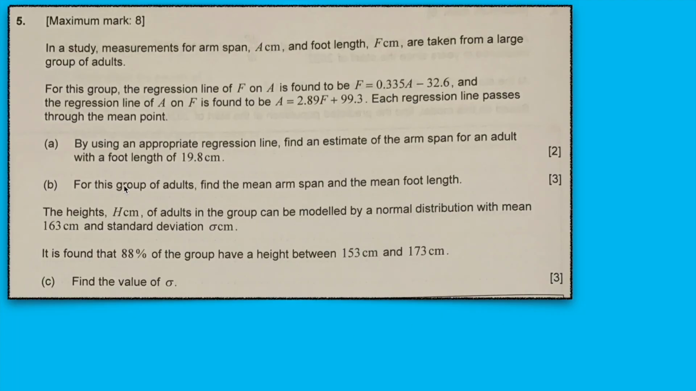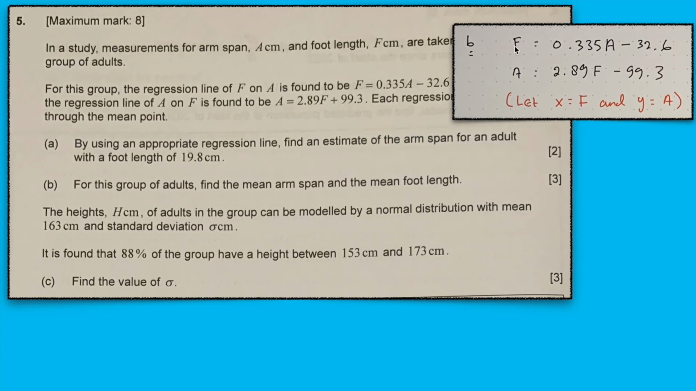Part B, for this group of adults, find the mean arm span and the mean foot length. So we are asked to find these two unknowns, and we are given the two equations. So we can use GDC to find A and F. So here are the two regression lines. Again, the TI calculator does not recognize F and A, so we can equate x = F and y = A. Or you can change it.